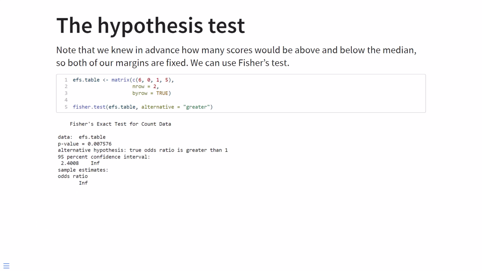And we see from the 95% confidence interval that the odds of being above the median, if you're in an EFS company, are about 2.5 times greater than the odds of being above the median if you're not in an EFS company, and that's at least 2.5. This confidence interval goes from 2.5 to infinity. It's a very wide interval.